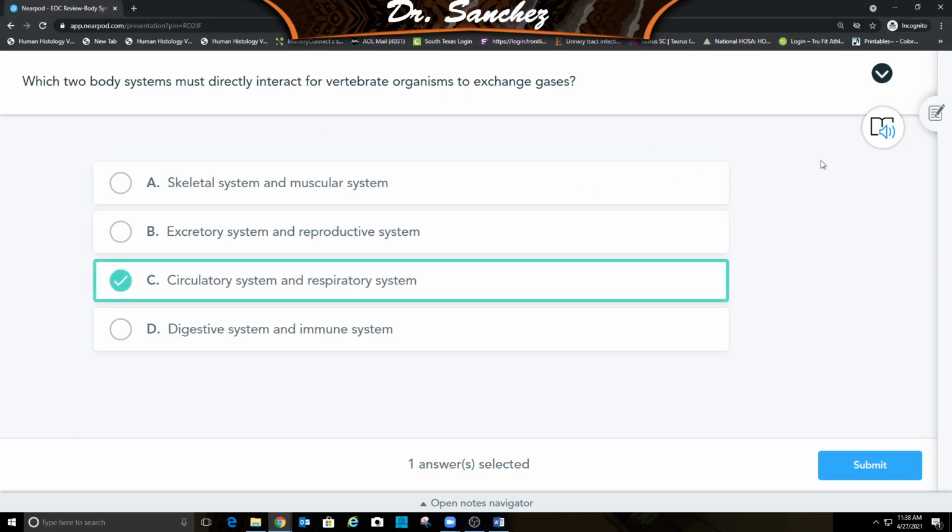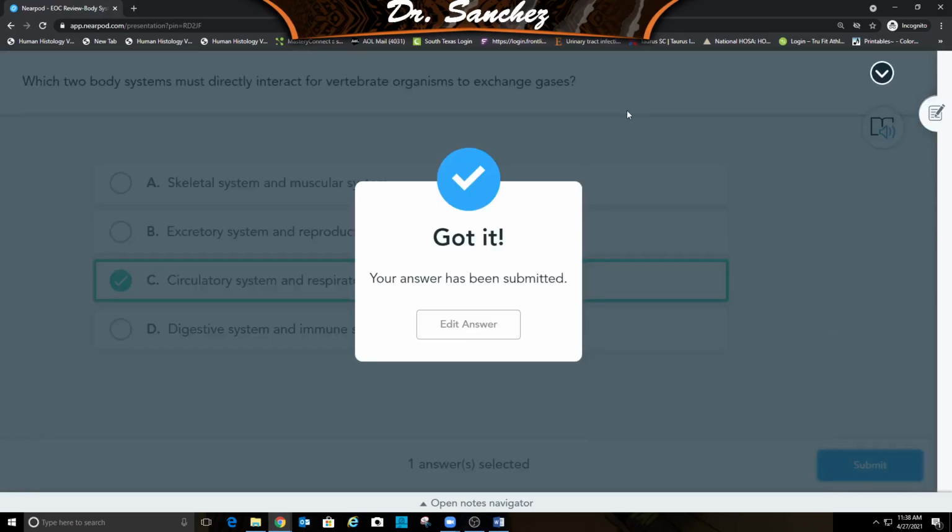Good job. Now, not to confuse you, but we also exchange, and you guys pick your answer already, right? We also exchange gases at the cellular level, which means that it's not exposed to the air. So in other words, when that oxygen gets transported to a body cell, it also exchanges the oxygen there. Okay? Does anybody have any questions?